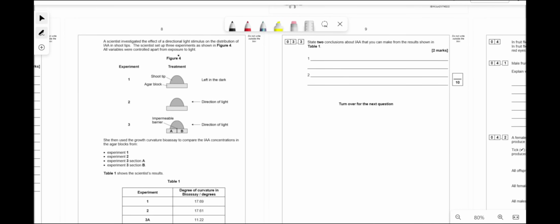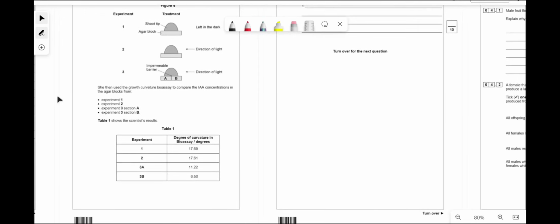A scientist investigated the effect of a directional light stimulus on the distribution of IAA in shoot tips. The scientist set up 3 experiments as shown in figure 4. All variables are controlled apart from the exposure to light. So we've got our agar block, we've got our shoot tip, and we've got the light here. This is in the dark. And then here we've got an impermeable barrier between A and B, and we've got a direction of light here. So let's see what's going on.